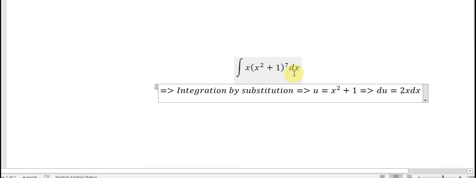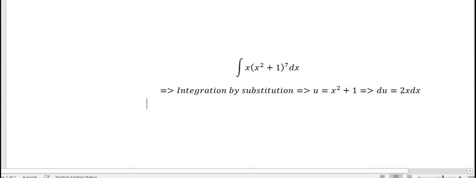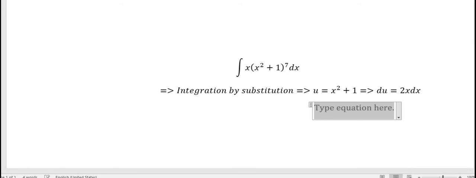So we choose u equal to s squared plus 1, and here we have du equal to 2s ds. But here we have s and ds only, so we divide by 2, and we have du divided by 2 equal to s ds.